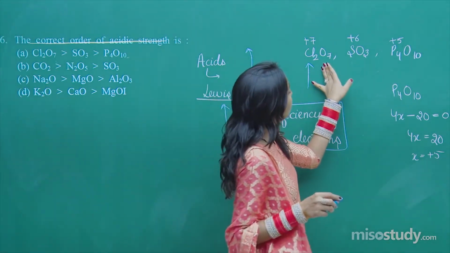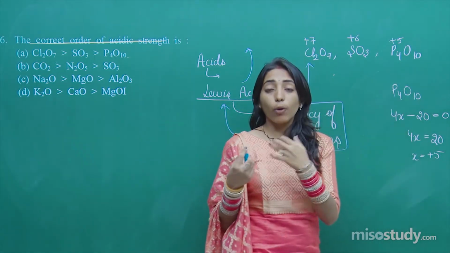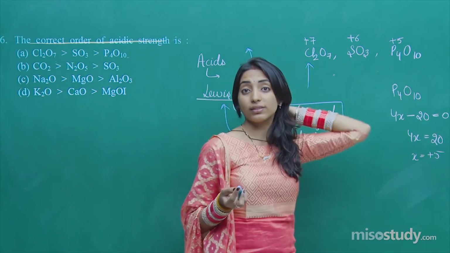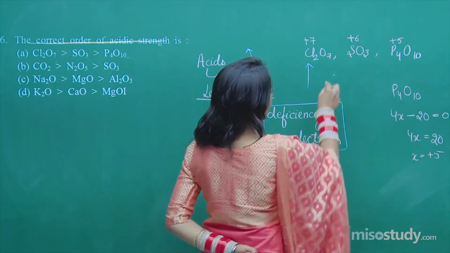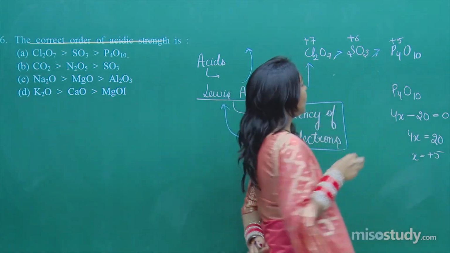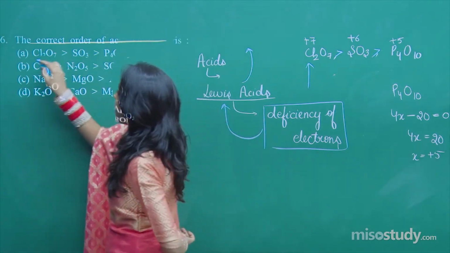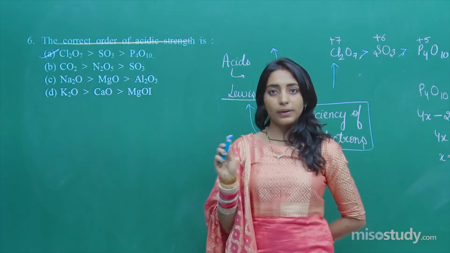However, when you go from Cl2O7 to SO3 to P4O10, the positive oxidation state decreases. That means the deficiency of electrons decreases, the Lewis acidic character decreases. So the correct order will be Cl2O7 is a stronger acid compared to SO3, compared to P4O10. So option number A is correct.